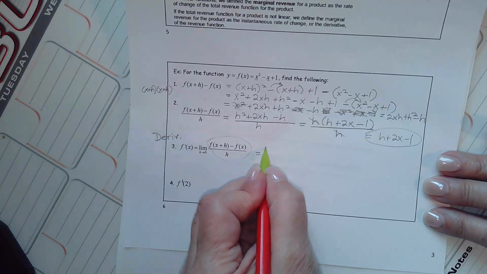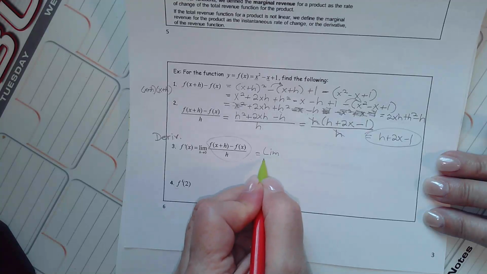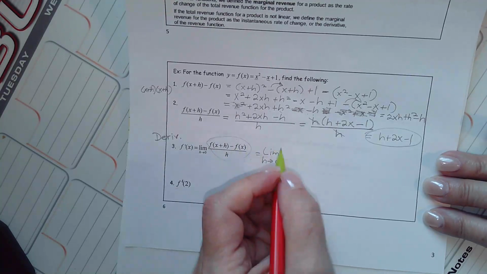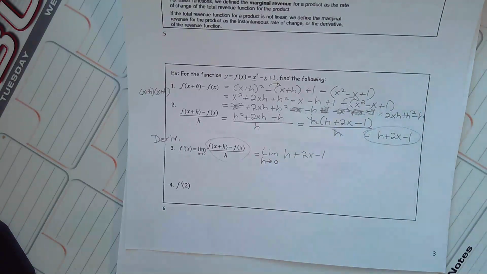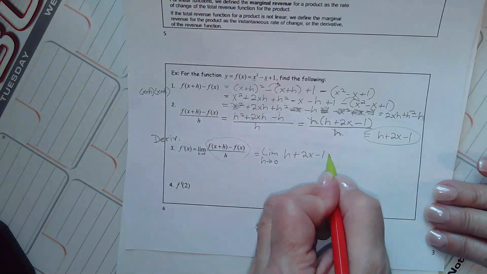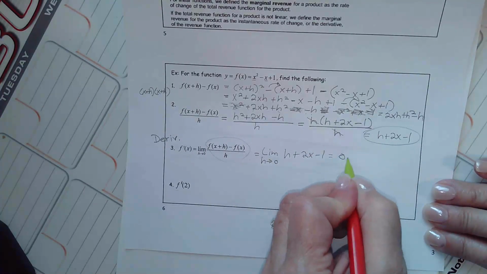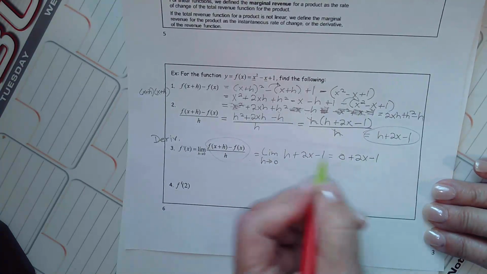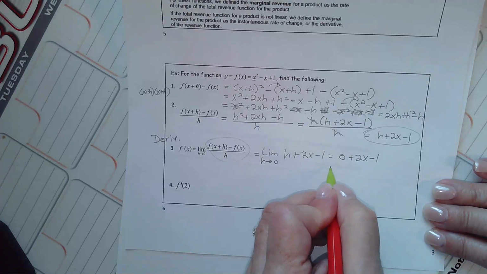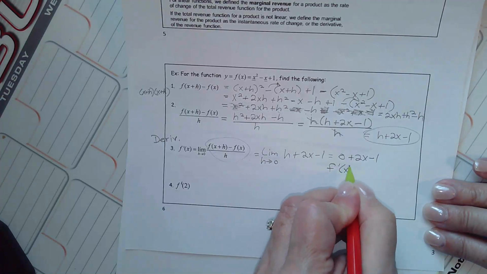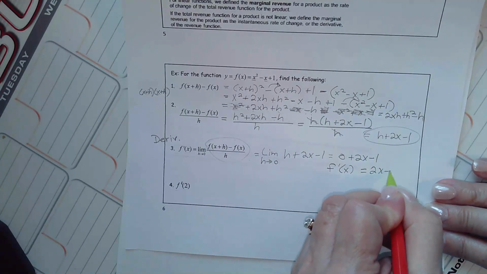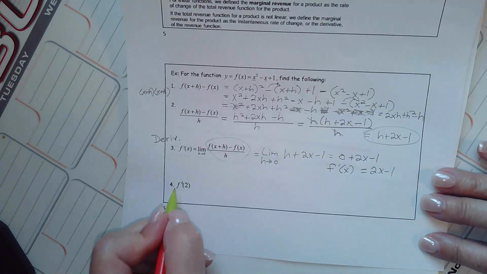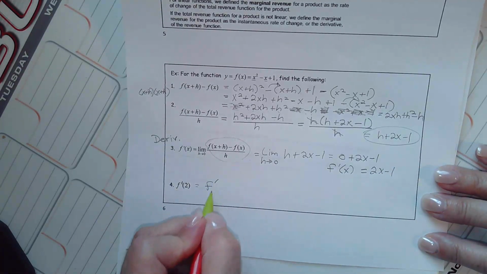is equal to the limit as h approaches 0 of h plus 2x minus 1. And again, I've got a polynomial, so all I'm going to do is plug in the h. So that means 0 plus 2x minus 1. So f prime of x, my derivative, is equal to, well, the 0 minus 1 is negative 1, so I have 2x minus 1.